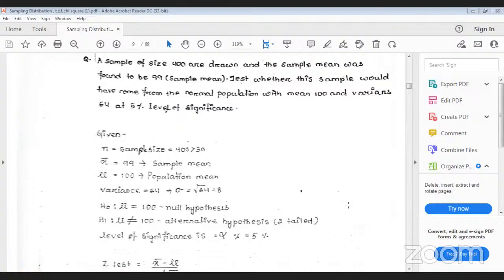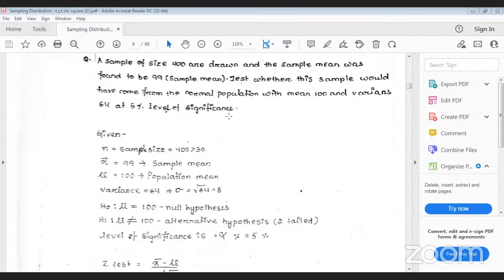Okay. So sample size is given as 400. That means small n is equal to 400 and the sample mean is also given, that is 99. Sample mean means x bar. So n is equal to 400 which is greater than 30. That means a large sample test we have to apply. Then x bar is equal to 99. That means sample mean, and the population mean is also given to you.